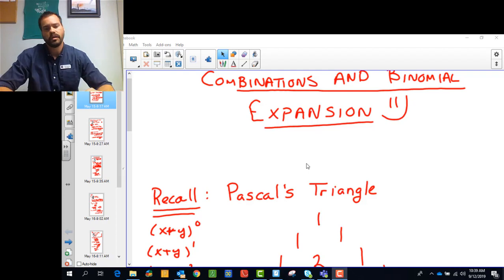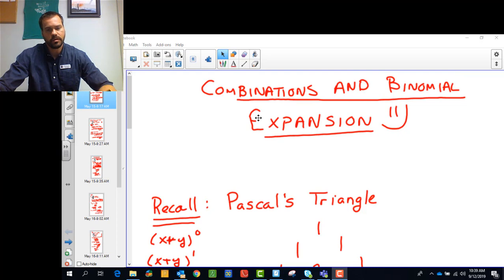We're going to begin talking about a different topic, but it has to do with combinations. So we've talked about permutations and how to count things with the fundamental counting principle. We've talked about combinations and how to count the number of ways you can do something with those. And then we're going to get into what is called binomial expansion.